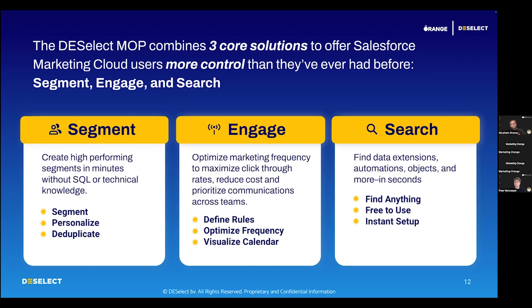Our Engage solution, separate application, helps you optimize marketing frequency. And the way it does that is by maximizing click-through rate, reducing cost, and prioritizing campaigns across teams. So you can set your own limits of what the maximum number of emails, push notifications, SMS, any type of messaging is for your contacts. That way, when you're really using the automation to its fullest, you can still avoid that in some scenarios a contact might receive 20 emails from you in 1 week.